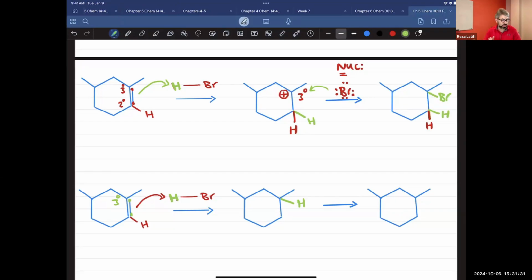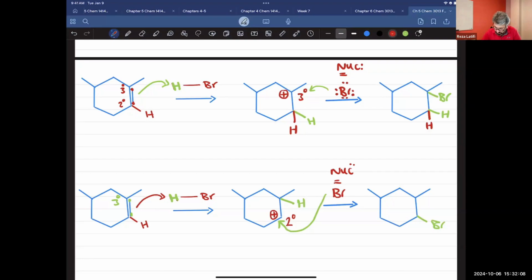Now that carbon is octet, so now we're going to get a positive charge. And where is the positive charge? Here. This carbon is a secondary carbon. Remember, the top one was tertiary, now it is secondary. Next step, the bromide, or the nucleophile, will attack this carbon, and we're going to get bromide here.